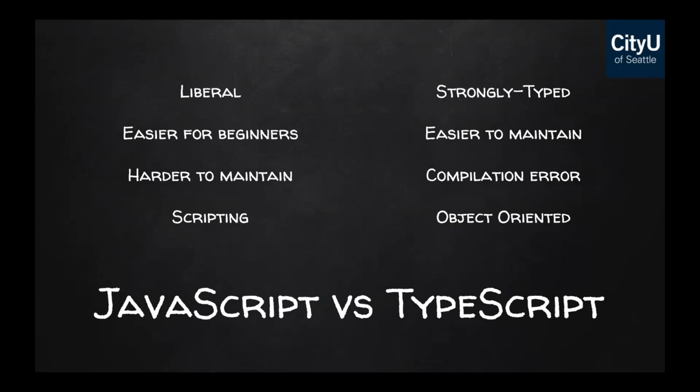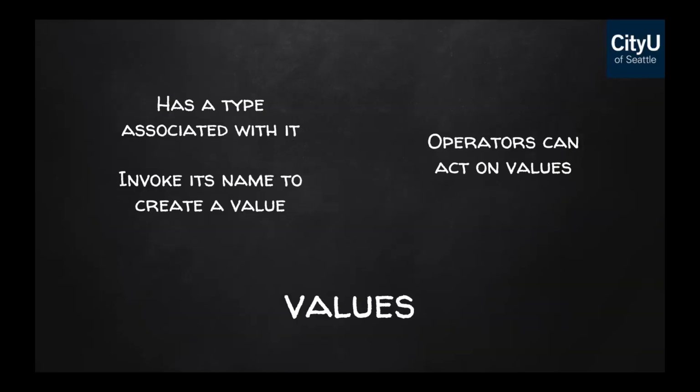JavaScript is a scripting language because it's in the browser. TypeScript is easier to maintain because it's like your code is already documented. Next, you have the benefit of compilation errors, okay? Next, it has object orientation, meaning now you can structure your classes and objects how they look in other programming languages like Java or C#. Okay, so we now move on to the textbook.